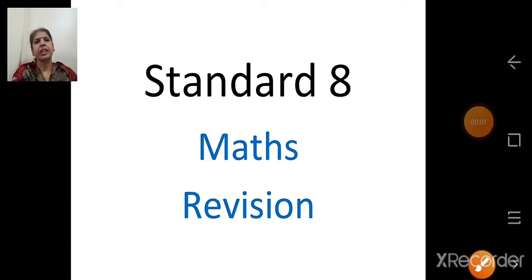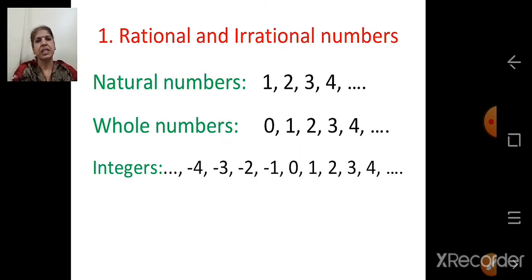Sairam children, good morning. Today we will do Maths Revision Part 2. Today we will do lessons 1, 2 and 5. So first lesson, rational and irrational numbers.